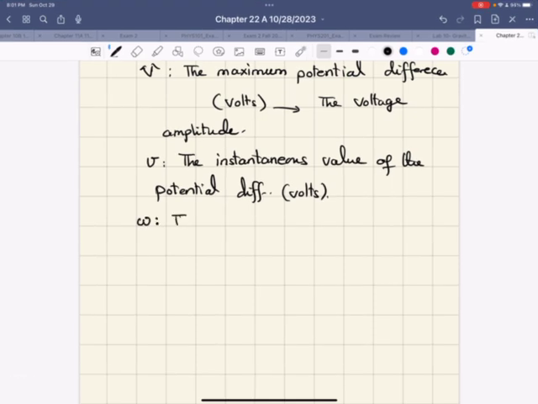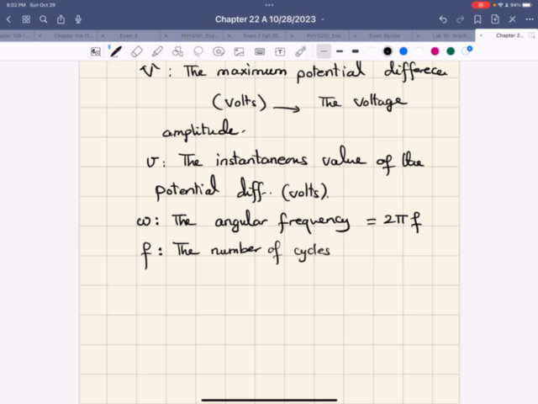Omega is the angular frequency. It equals 2 pi times the regular frequency. And f here is the number of cycles per unit time, and it is measured in hertz.